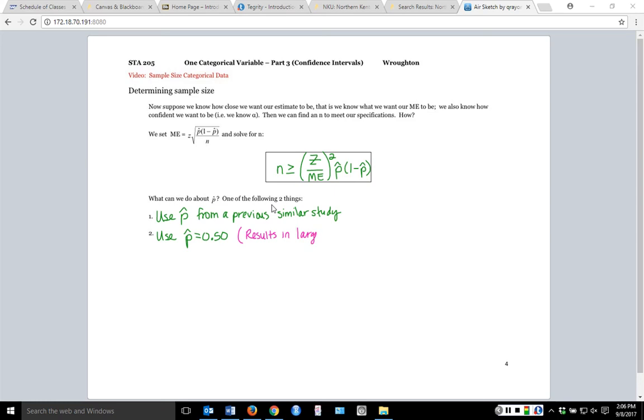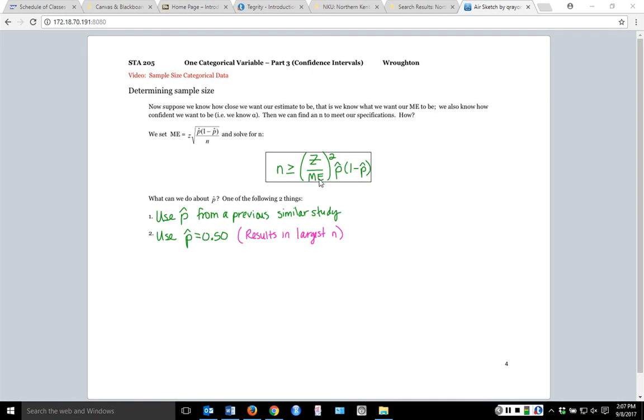Or in a sense, it's going to kind of cover yourself. If you plug a p hat of 0.5 into this formula, that's going to give you the largest possible n compared to plugging in anything else for p hat. So it's sort of a "cover my butt" type idea. If I use 0.5, I'm going to have at least a big enough sample. I might have too big a sample, but I will at least have enough data to guarantee my confidence and my margin of error.